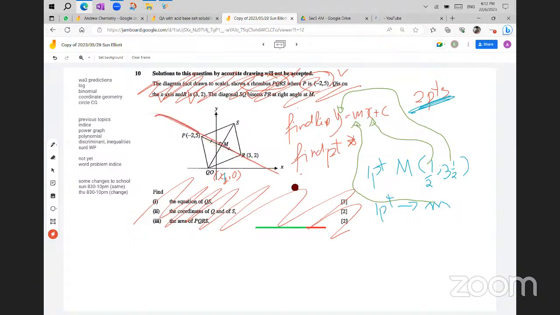Find the gradient of PR. Now, this might be new to you, right? Do you know that the gradient of PR is called rise and run? If you don't know, please tell me. If you know, then tell me what's the rise and what's the run. So therefore, tell me the gradient. If you can do it yourself, just do it and then tell me the answer.